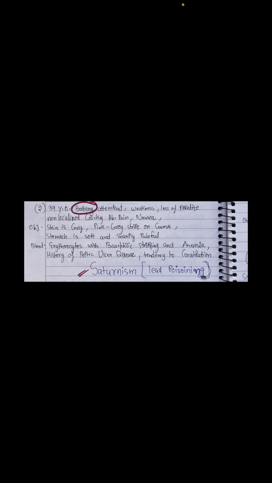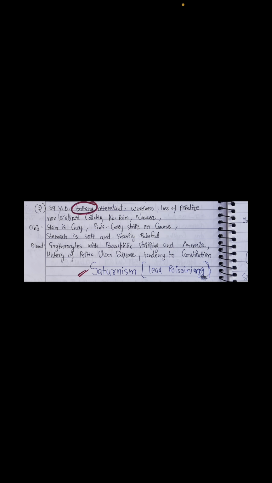For example, in this question, the KROK examiner did not provide lead poisoning in the brackets. So we have to remember about Saturnism. It's also known as lead poisoning. In the pictures we have seen the Burton's line in the animated photo as well as in the real photo. Let's go to the next portion.